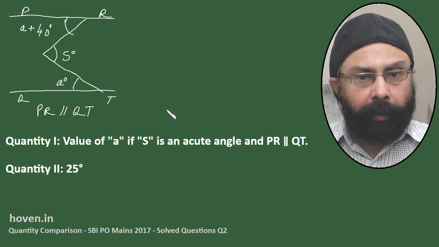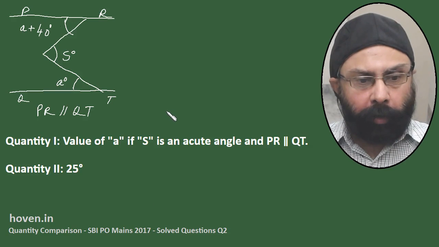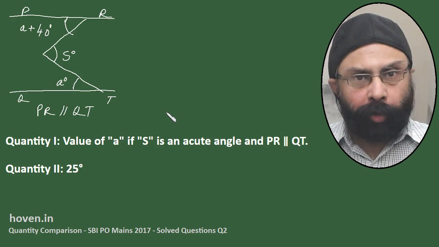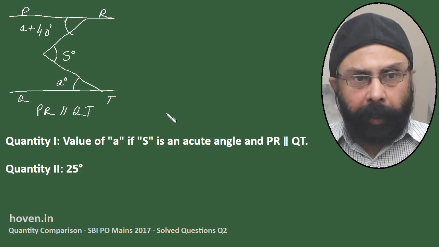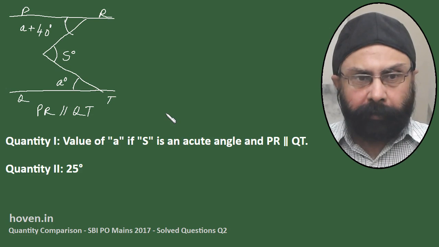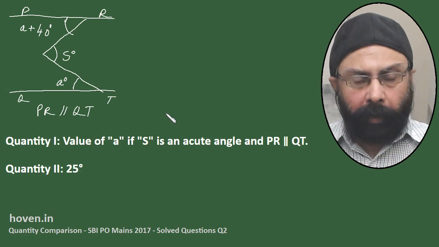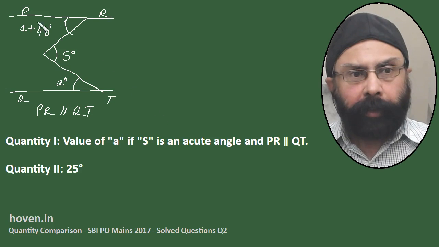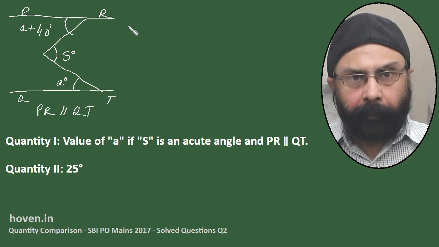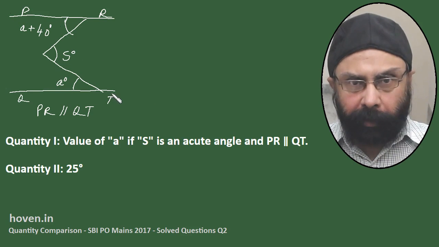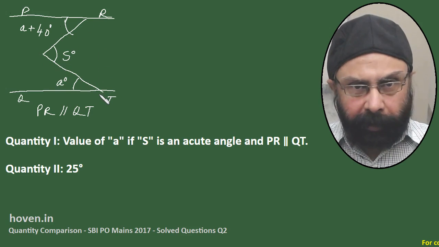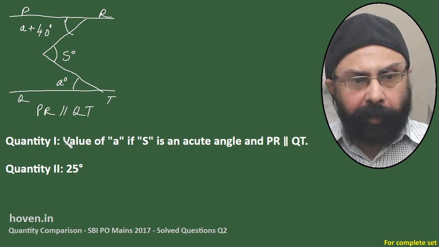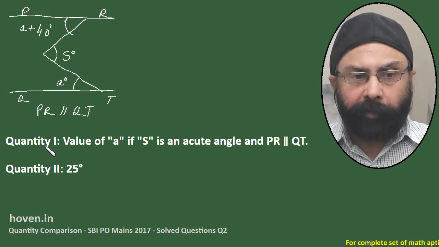Okay, this question is also taken from the SBI PO Mains 2017 paper, and this is memory based, as some students told us. This question says that you have a line PR, it is parallel to line QT, and an angle S is formed like this. We have to find the relation between quantity 1 and quantity 2.